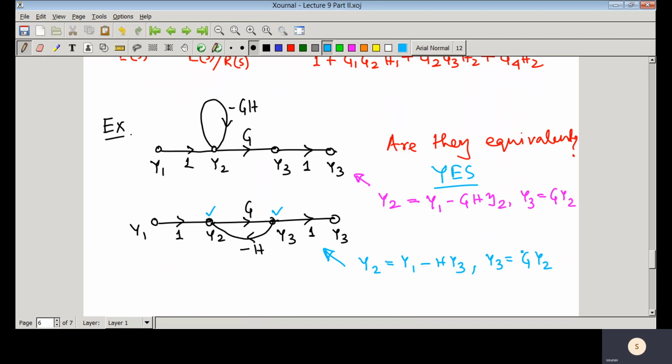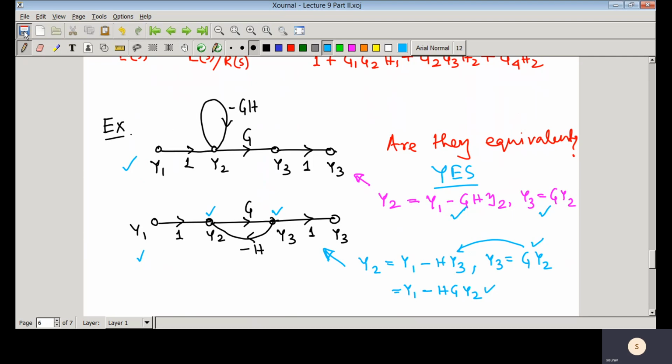If you replace it here, you have y1 minus, and this is y2. You can see this expression and this expression are the same, and you have y3 equals g y2. So this particular signal flow graph and that particular signal flow graph are the same, although they look different.